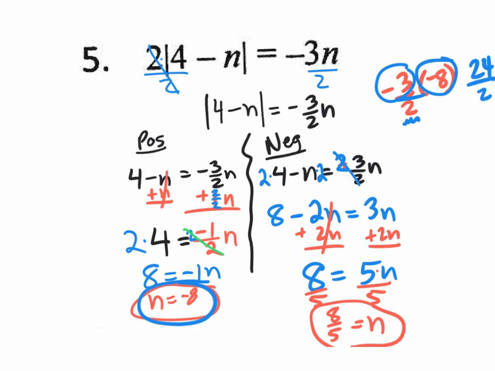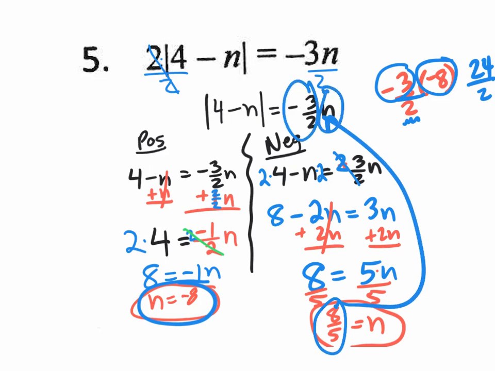Does that make sense? Once again, when I take this 8/5 and plug it in right in here, a negative times that positive 8/5 is going to be a negative, and we know it's impossible to take the absolute value of something and it be a negative answer. So right off the bat, we don't have to do any work. We could just say, no, this one doesn't work. It's an extraneous solution. So the only answer, number 5, is n equals negative 8.